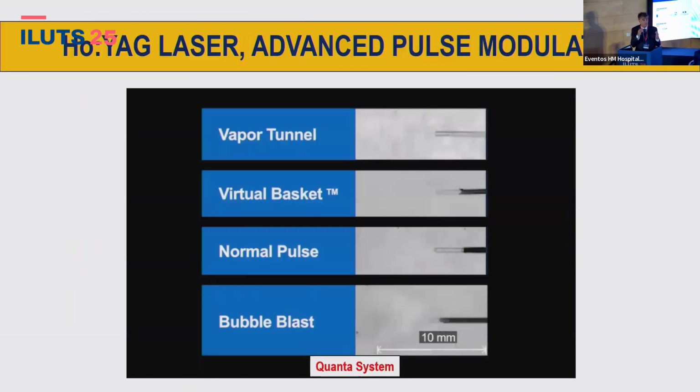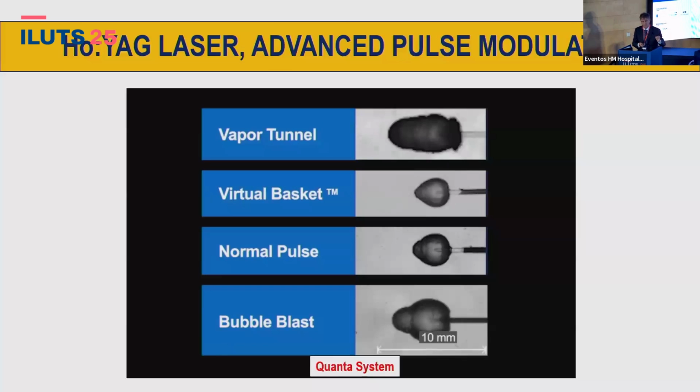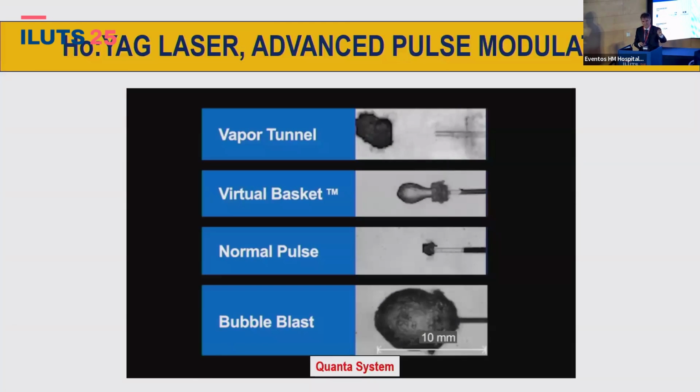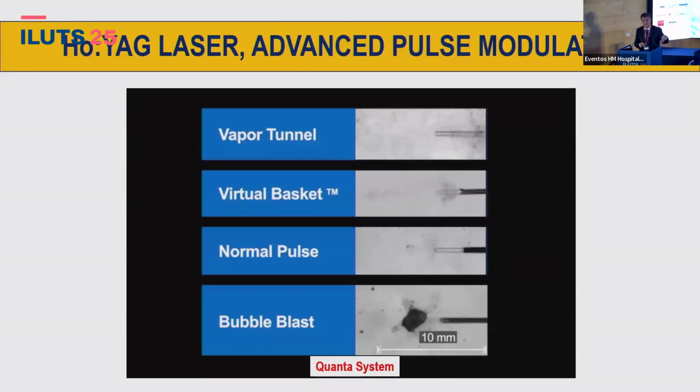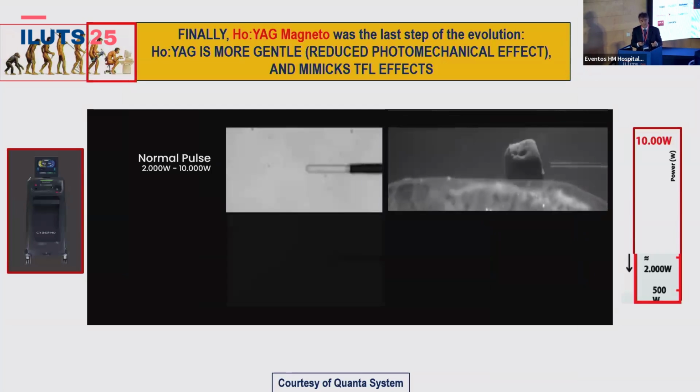What is really important for us, for you, is to know the clinical effect in soft tissue and also in the lithotripsy, because what we see is this bubble, but what is really important is to put this information into reality, in your daily practice.